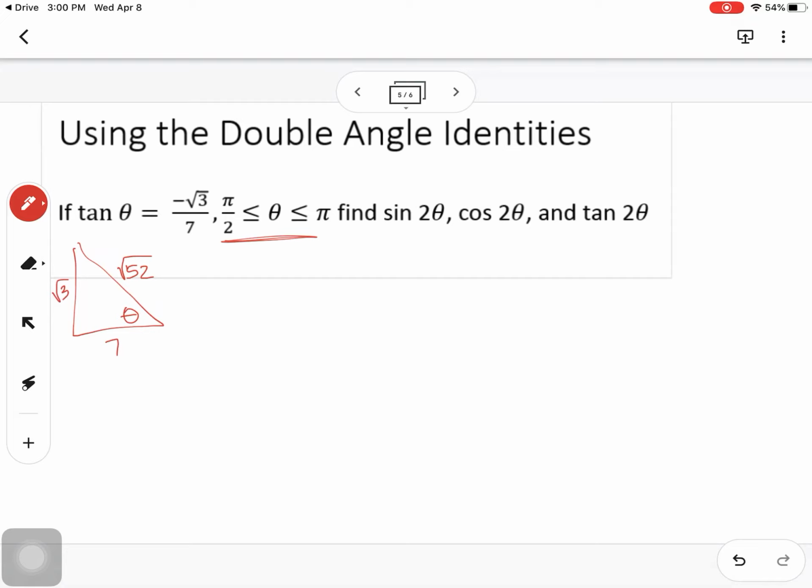You do always want to check if you can simplify it. 4 does go into this, so this is really 2 root 13. But you can leave it either way, and I'll kind of show you how it's going to work out as we go through. Your final answer does need to be fully simplified, and so just be careful there.